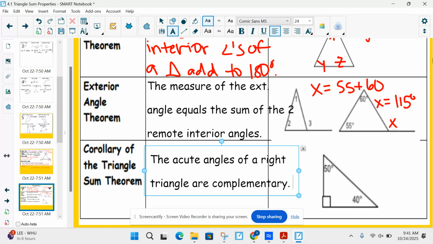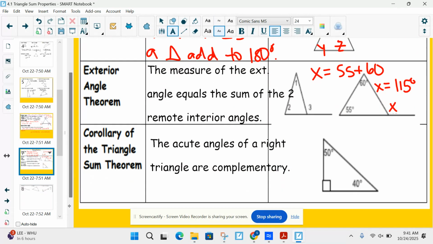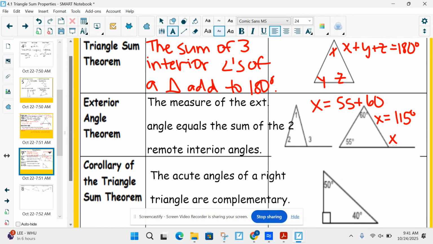All right. So let's keep going. Number 5. Yes. I have a question about the exterior angle theorem. Why is x equal to 55 plus 60? Okay. Let's say you want to find x, right? Okay. So let's say you want to find x. In order to find x, you would have to know what this angle is. So how would you find that angle?